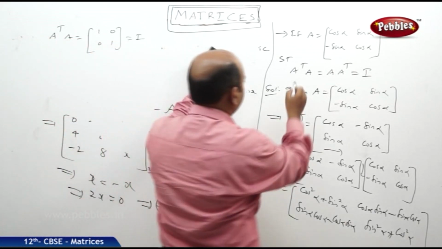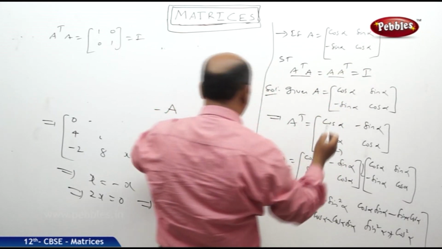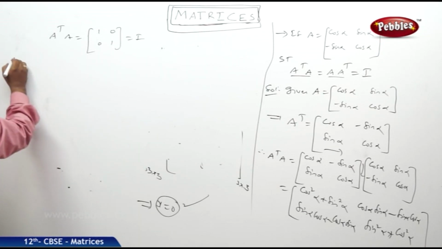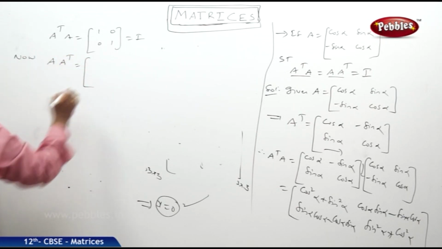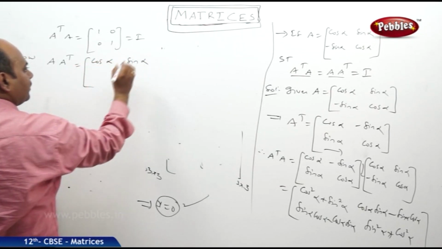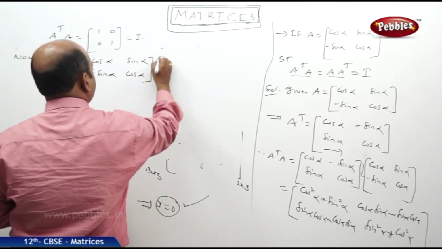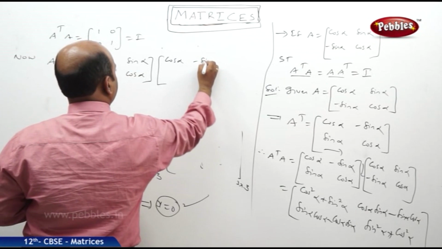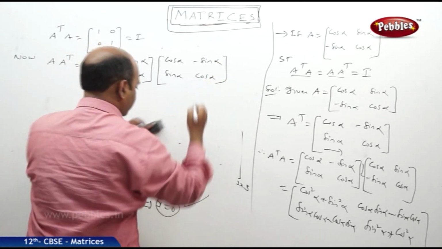But I had shown this particular A transpose into A is equal to I, and I need to show this also equal to I. So for this I will be calculating A into A transpose. Now A into A transpose. So what happens? What is our A? Cos alpha sin alpha minus sin alpha cos alpha into A transpose. A transpose is cos alpha minus sin alpha and sin alpha cos alpha.